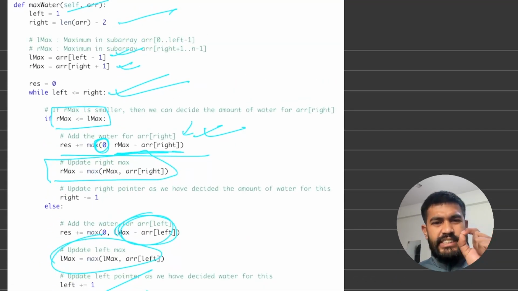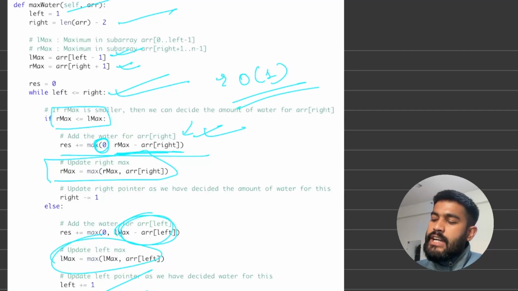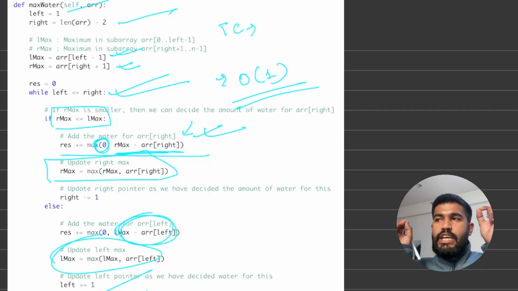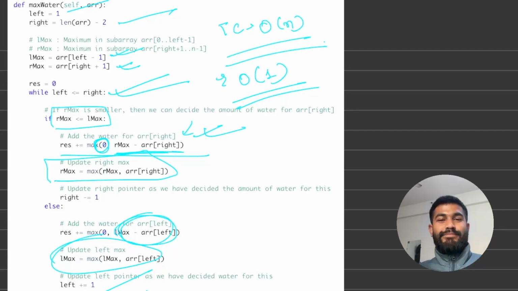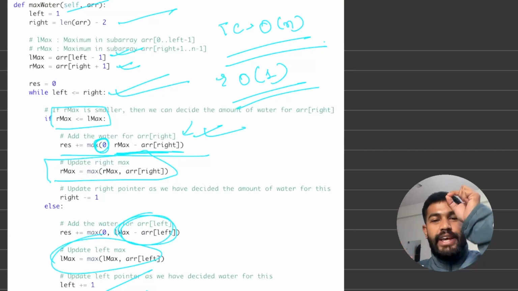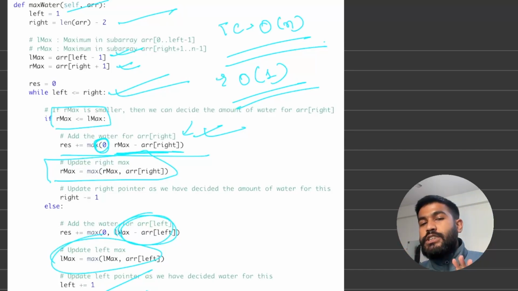Now let us talk about the time complexity also. We are not using any auxiliary space, so the space complexity is constant. And talking about the time complexity, each point is visited by left or right just once. So the time complexity is big O of n, because we are visiting each position exactly once.